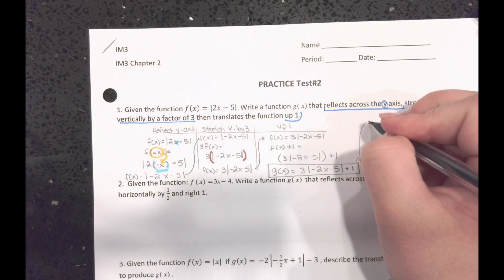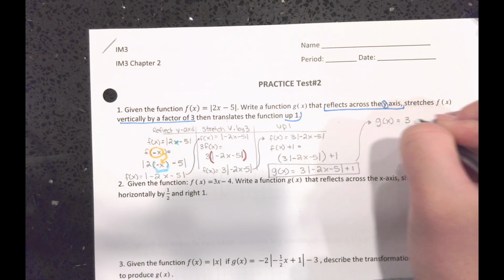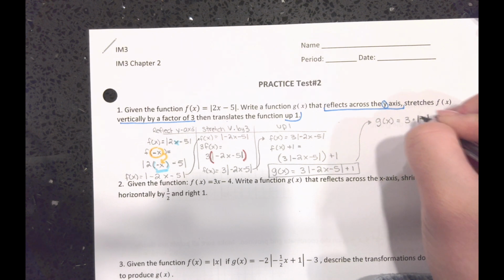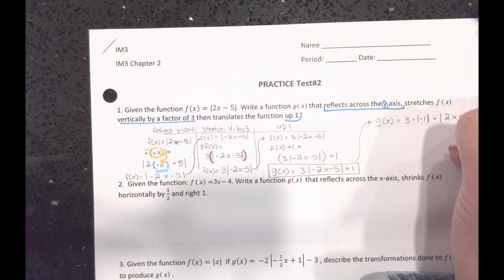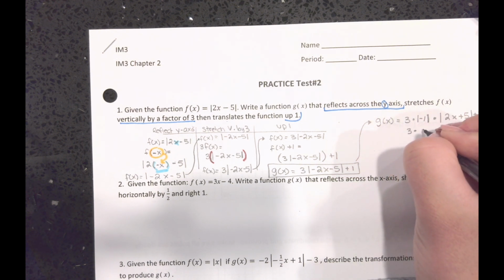But we can simplify this a little bit more and pull out that negative 1 from the absolute value of the 2x and negative 5. The absolute value of negative 1 is 1.